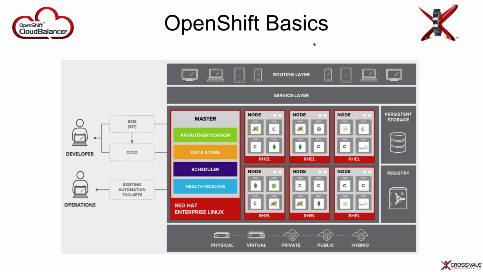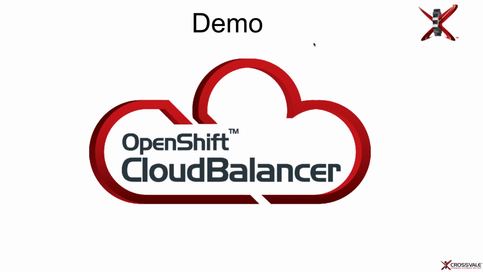And as we'll see later, those nodes don't have to be in a single cloud provider either. So this means that in conjunction with OpenShift, we can now scale our infrastructure to give additional resources to our applications in real time. So let's take a look at what OpenShift CloudBalancer looks like.